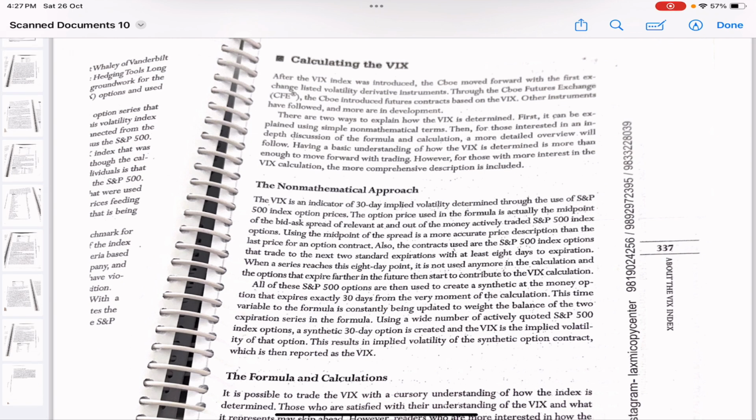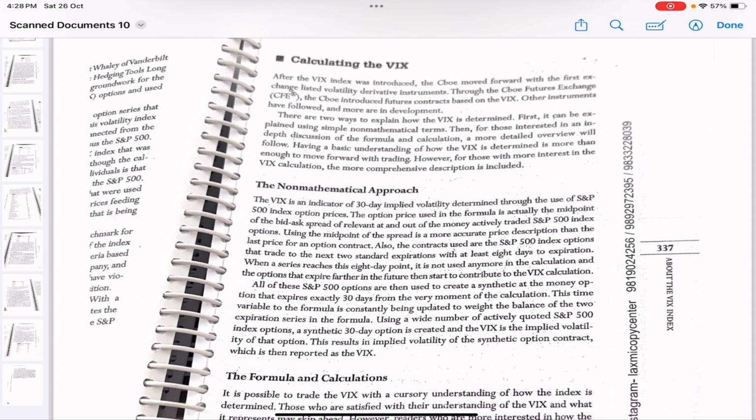Moving on, let's talk about the calculation of the VIX. First, the VIX was introduced, like we have discussed earlier, right? The CBOE moved forward with the first exchange-listed volatility derivative instruments through the CBOE Futures Exchange. The CBOE introduced futures contracts based on the VIX. Other instruments have followed and more are in development.